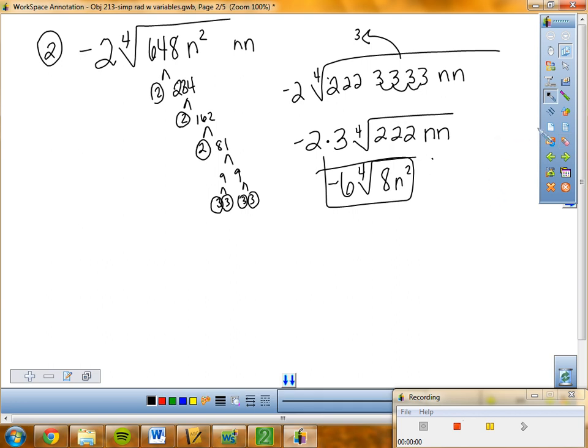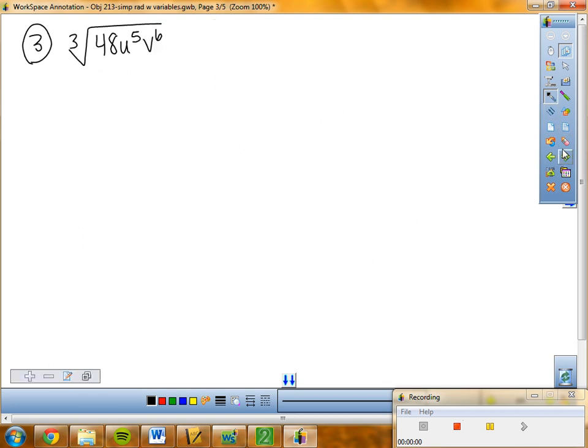Alright, let's try one last example, and this is going to have 2 variables under my roots. So again, I'm going to follow the same steps. I simplify 48. I know that 48 is 6 times 8. 6 is 2 and 3, which are both prime. 8 is 2 and 4. 2 is prime. And 4 is 2 and 2.